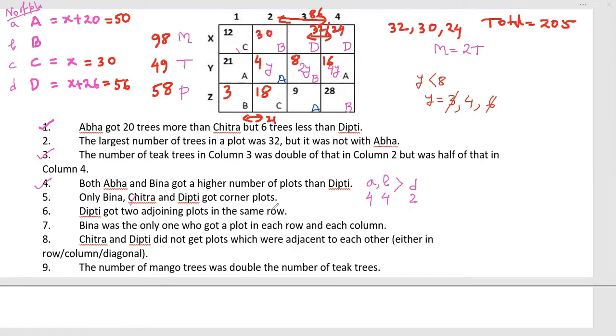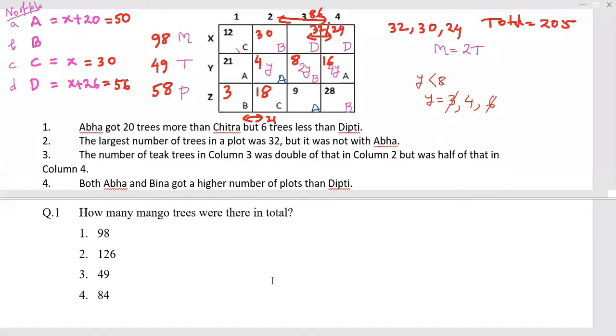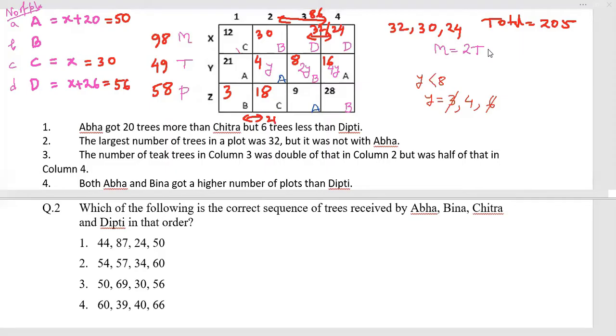So this is the entire distribution of trees we can find. Now, first question. How many mango trees were there in total? Mango trees 98. So the answer would be option 1. Second question. Which of the following is the correct sequence of trees received by Abha, Bina, Chitra and Dipti? Abha is 50. So that is 50, 69, 30 and 56. So this would be the third one as per the sequence.